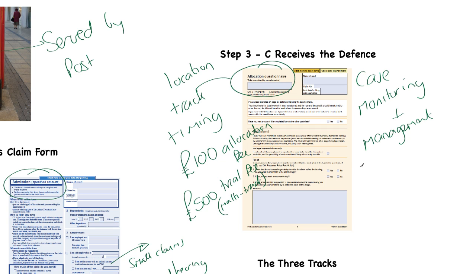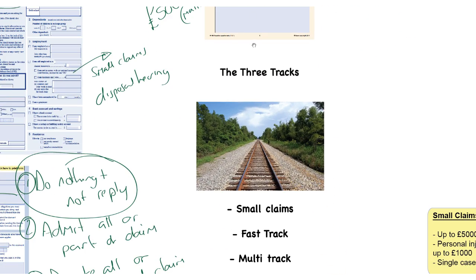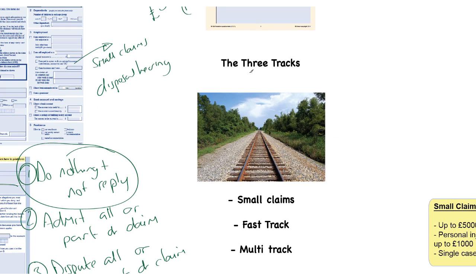Okay. Once the allocation questionnaires are completed, a procedural judge will allocate a track. And that procedural judge will normally be a district judge. So a district judge is normally the one that issues the track. And he has one of 3 tracks to choose from. We'll come on to look at each of them in turn in a moment.